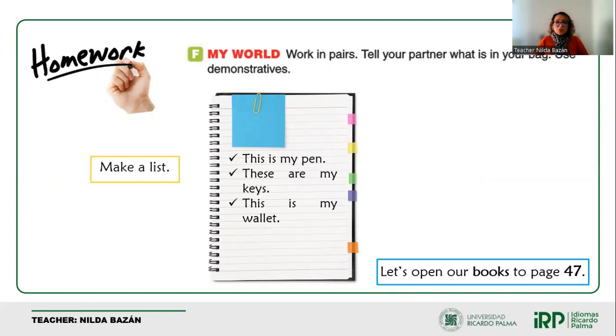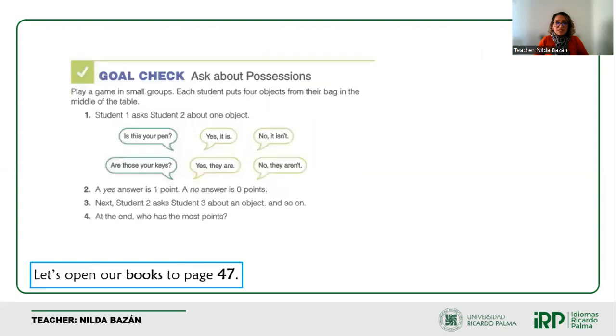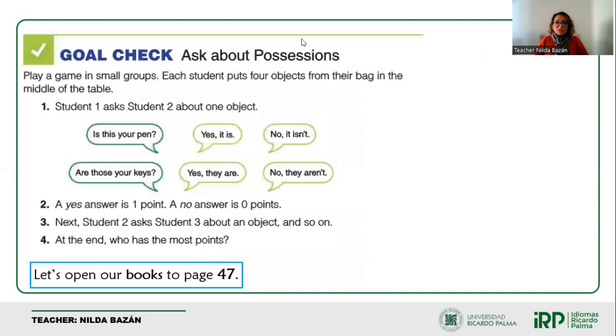I'm going to show you one more activity that you have to prepare. Look, that activity is the goal check, which is to ask about possessions. In this case, you will play a game in small groups in class. Each student puts 4 objects from your bags in the middle of the table.